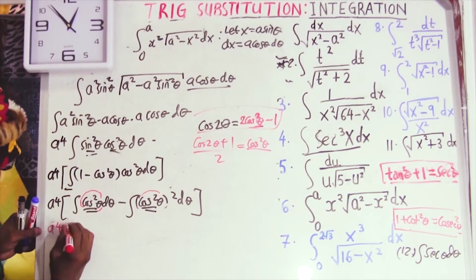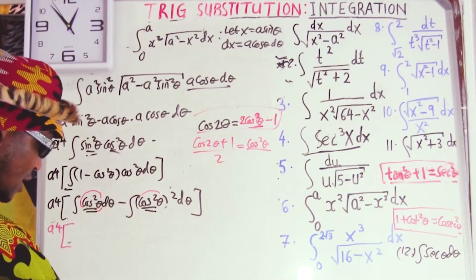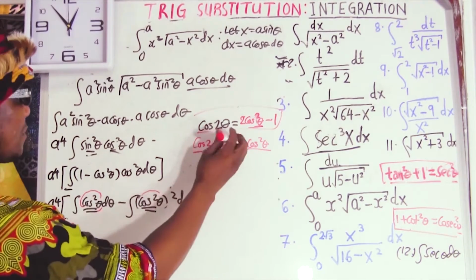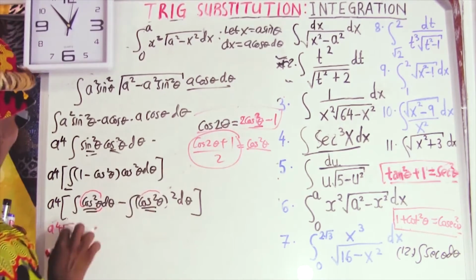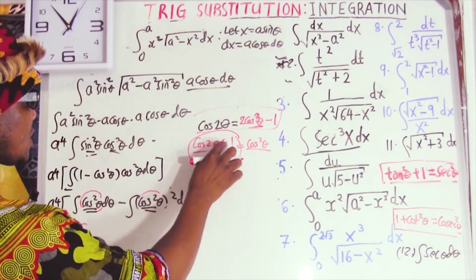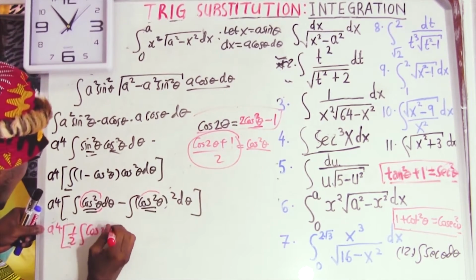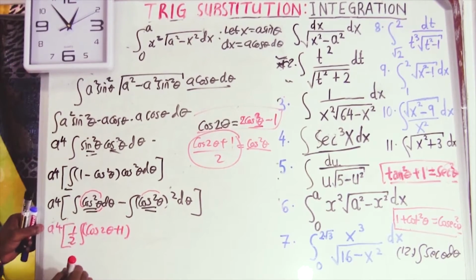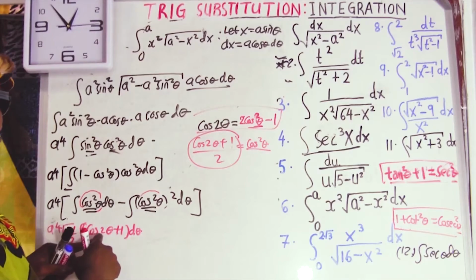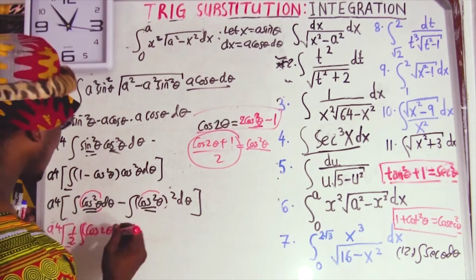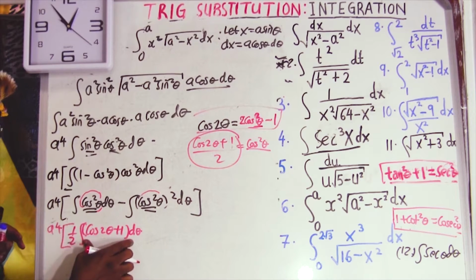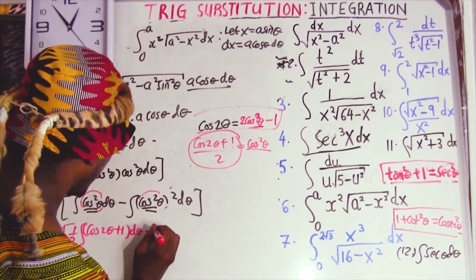So it's going to be a power 4, and then this one is going to be replaced with this. But the 2 is going to go at the back, so it's going to be 1 over 2, and then the integral of cos 2 theta plus 1 d theta. But I can also separate this: the integral of cos 2 theta d theta. Okay, let's go step by step first. So this half is for both of them. Now I'm going to say minus.